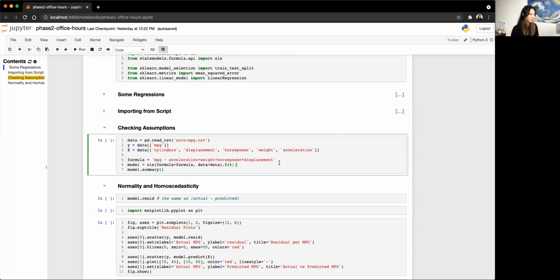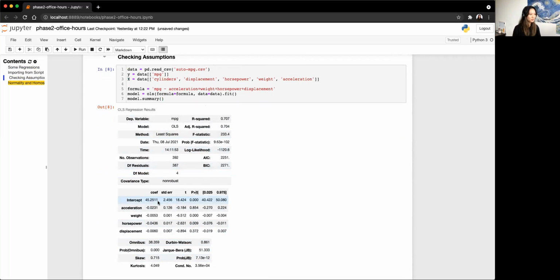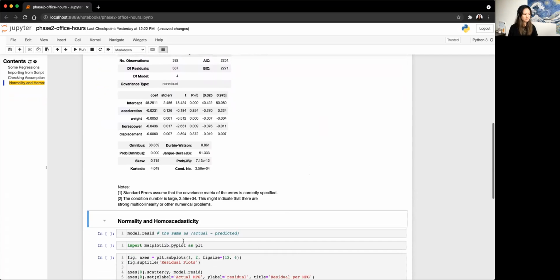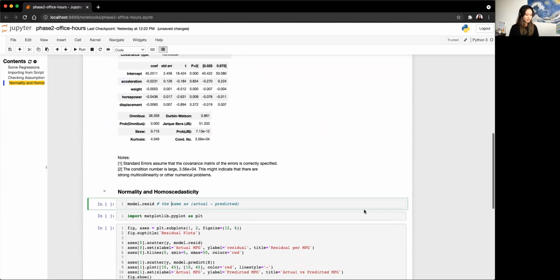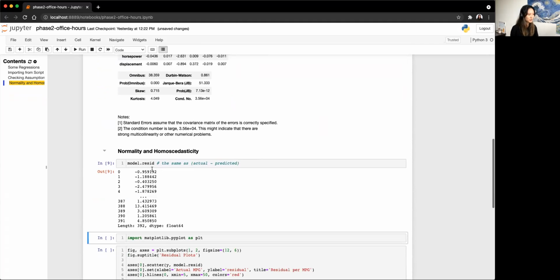All right, so to start, same regression we're going to use, just this simple one, miles per gallon and 4 continuous features. One thing that statsmodels has is it actually stores all the residuals for you. So if you take a look at model.resid, you see this outputs the actual minus predicted values for whatever you trained your model on.